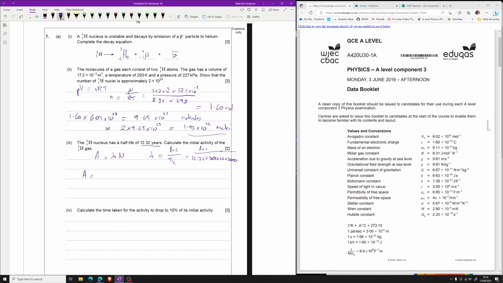Therefore, A is equal to, and let's put it in the calculator at this point. I've got very poor calculator skills, I'll be honest. 12.32 times 365. Sometimes students ask me if you need to do 365.25 or not. And generally I say it doesn't make any difference, because your answer is going to be to 3 significant figures, and it's not going to make a difference in those. So that comes out at 3.44 times 10 to the 15. And our units here are becquerels, although I suspect you'd get away with seconds to the minus 1 if you can't remember becquerels.